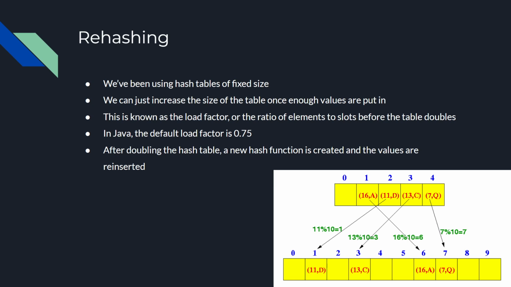There's something called a load factor, or just the ratio of elements to slots before a table doubles. In Java, it's automatically set to 0.75, but you can change it depending on whether you value memory or efficiency more. Once the ratio exceeds the load factor, the hash table size doubles and a new hash function is created. See how in this diagram, the original hash function is mod 5, but once the table doubles, it becomes mod 10 because there are 10 slots in the table. After that, all the elements are rehashed and put into new positions according to the hash function.